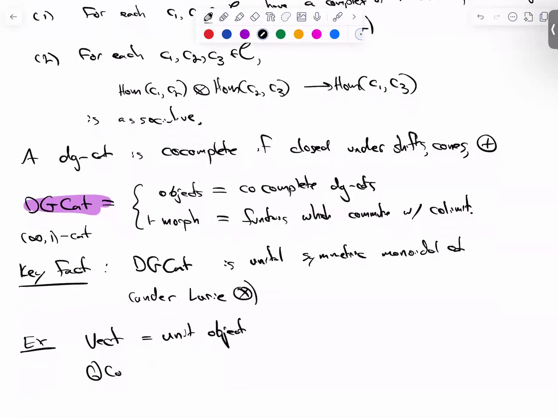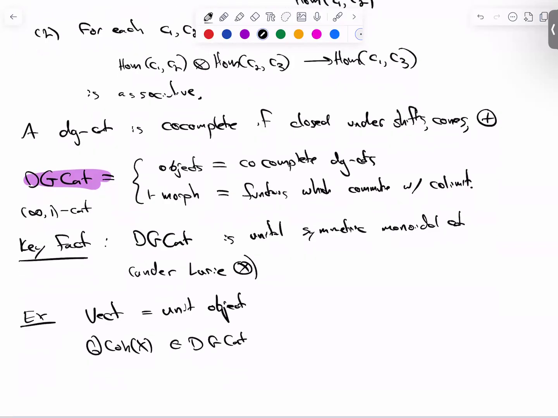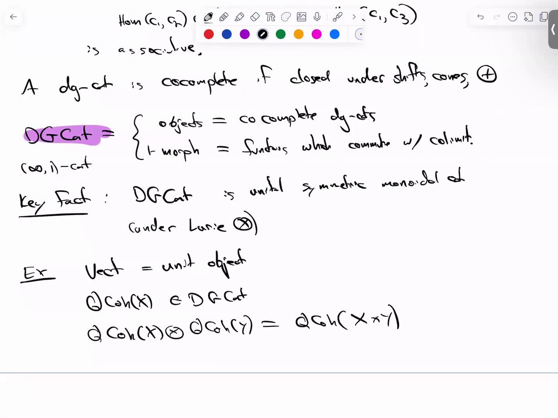The category of quasi-coherent sheaves on X is also a DG category. And the tensor product satisfies the property as you expect. And similarly, D-modules. The category of D-modules on X is a DG category.